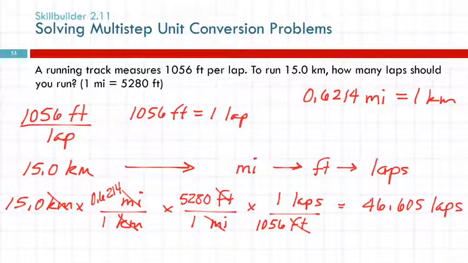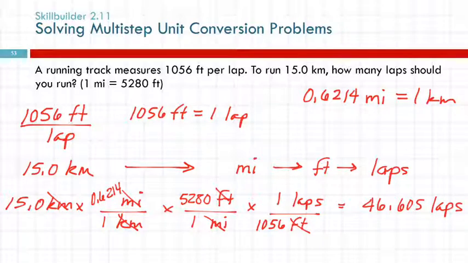Now, significant figures. So our starting number is 3, because that 0 is significant, 3 sig figs. Miles to kilometers is not exact, but that number had 4 sig figs. This one's exact because it's within the English system. This one, do you think that's exact? Do you think a lap is exactly 1,056 feet? No, probably not, because that's going to have to have been measured. But it would still have 4 significant figures, right? So the smallest number of significant figures is our starting number.